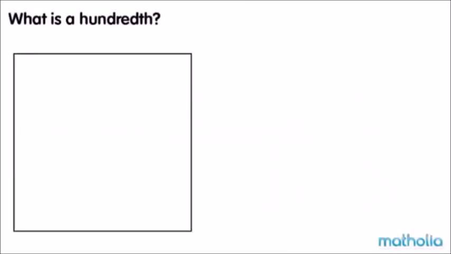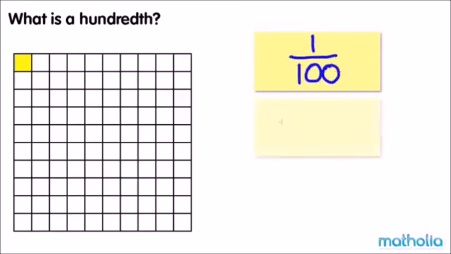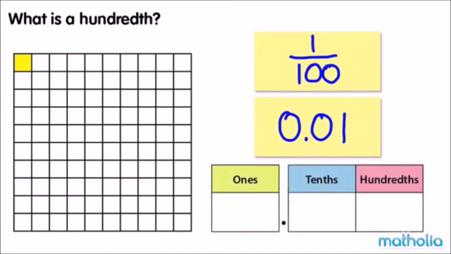What is a hundredth? We can draw a square to represent one whole. We can then divide the square into 100 equal parts. Colouring one of the 100 parts gives us the fraction 1/100. We can also write 1/100 as the decimal number 0.01. We can show 1 hundredth on a place value chart. There are 0 ones, 0 tenths, and 1 hundredth.